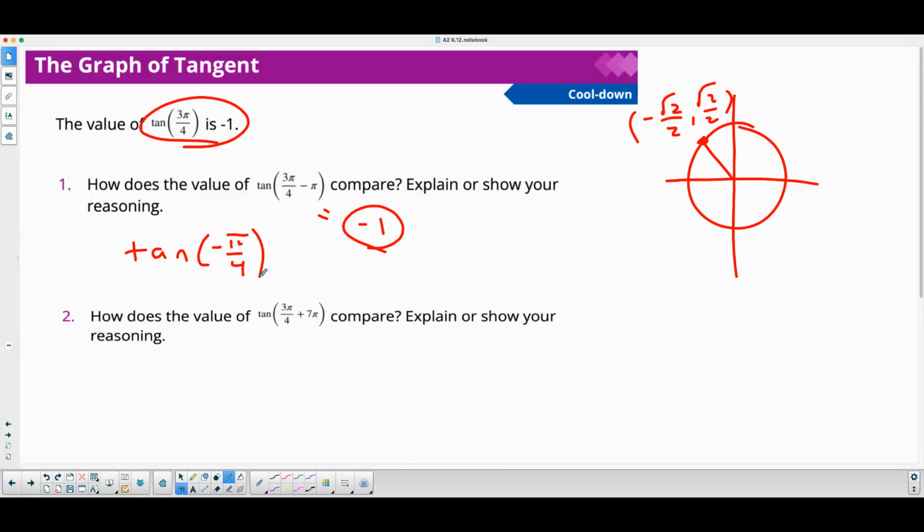You can type that into your calculator, or you could look at it on the unit circle. That would be negative pi over 4 would be right here. So it's going to be negative 1. And same thing here, I'm adding multiples of pi. So this is going to be the same as up here. So this is going to also equal negative 1 as well.